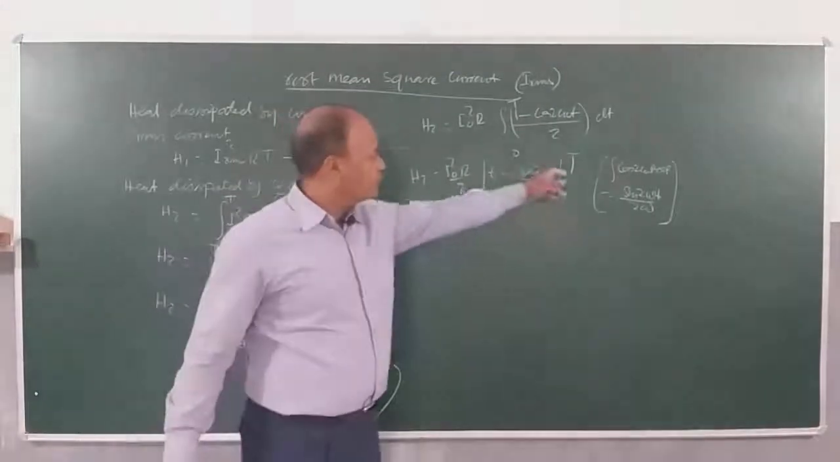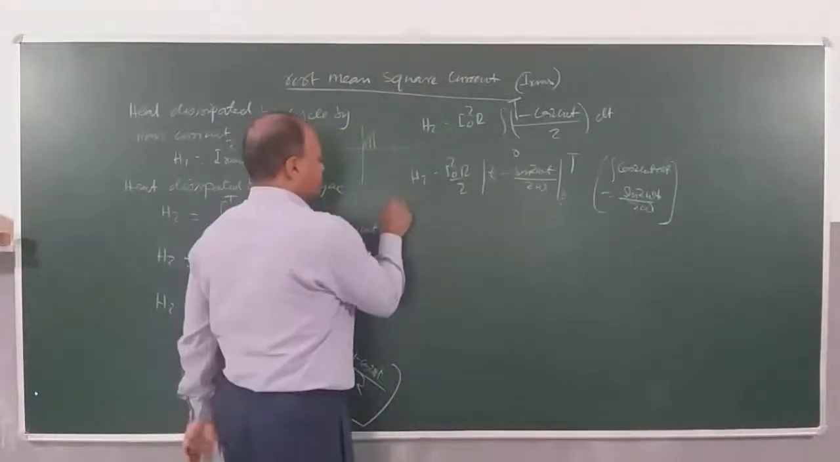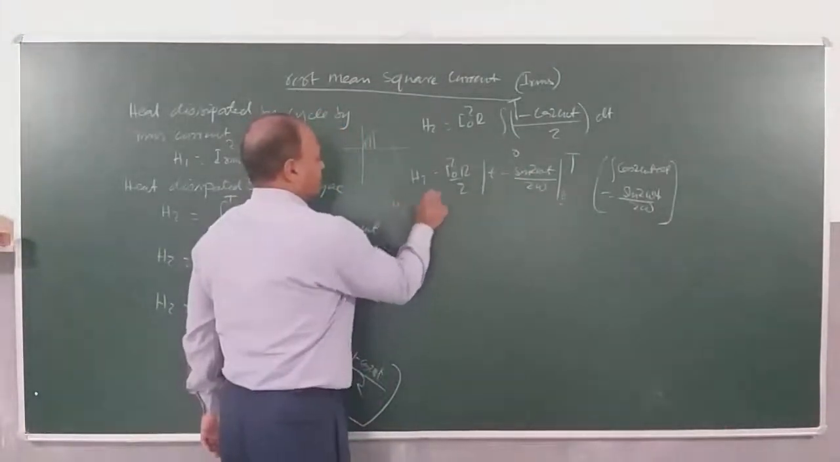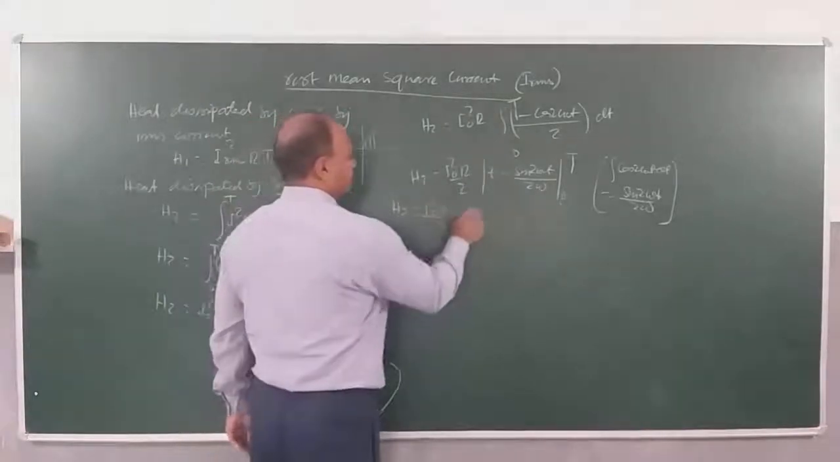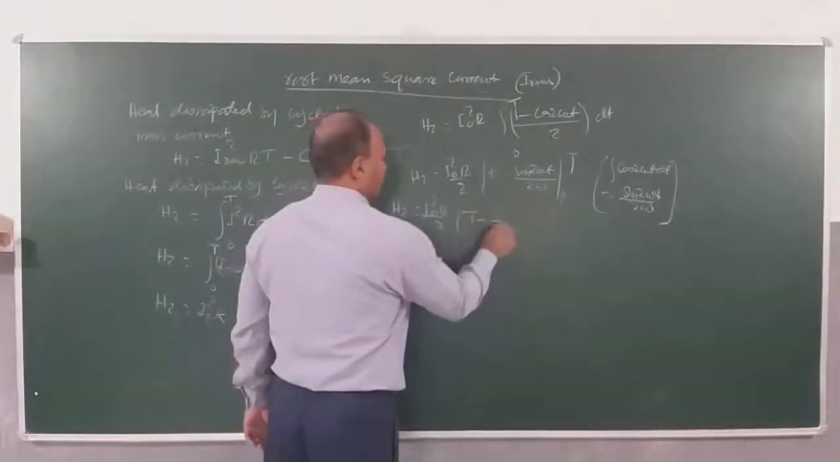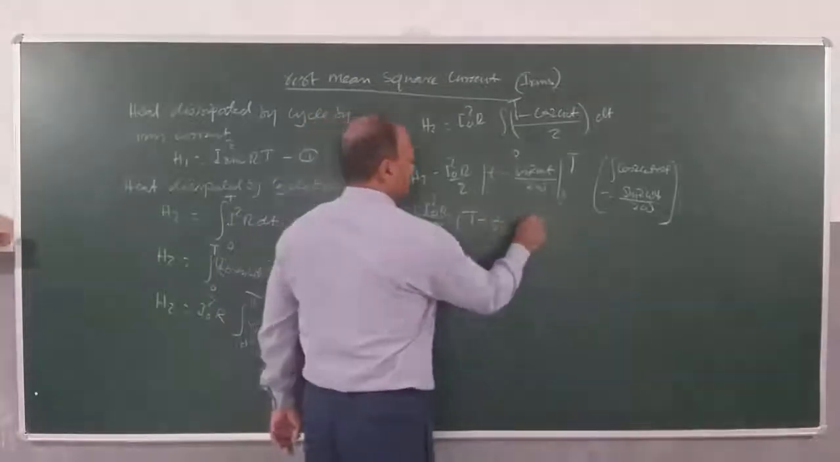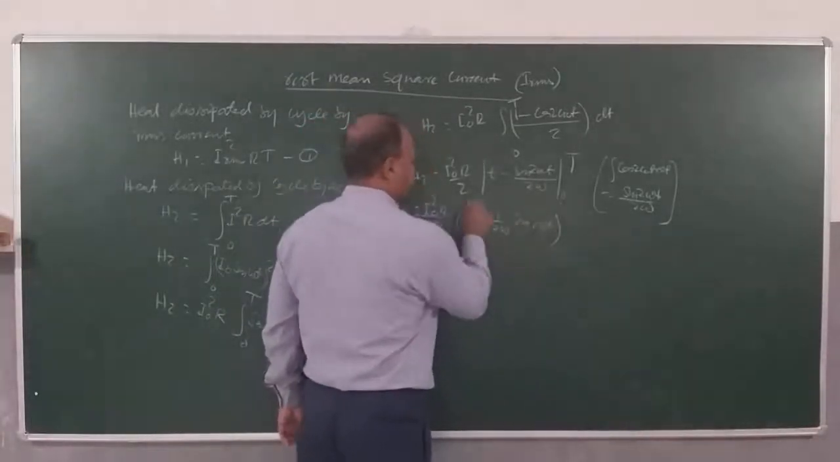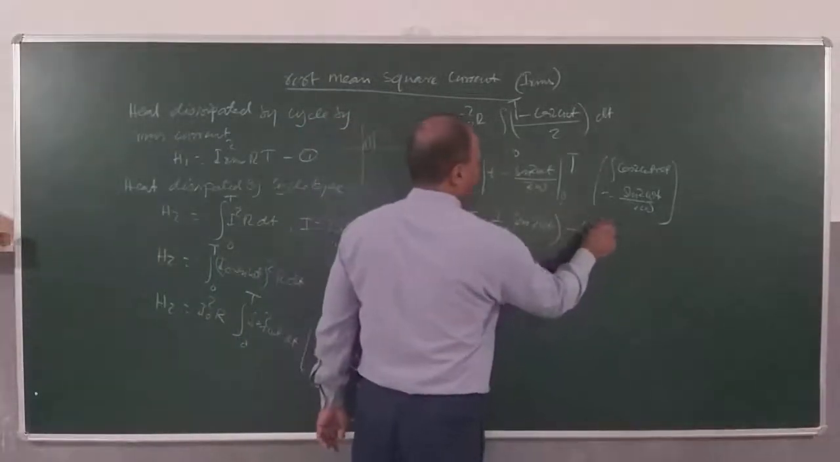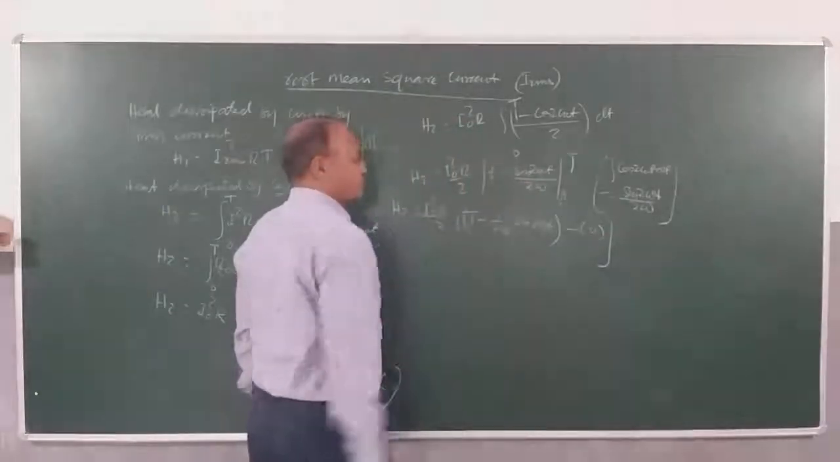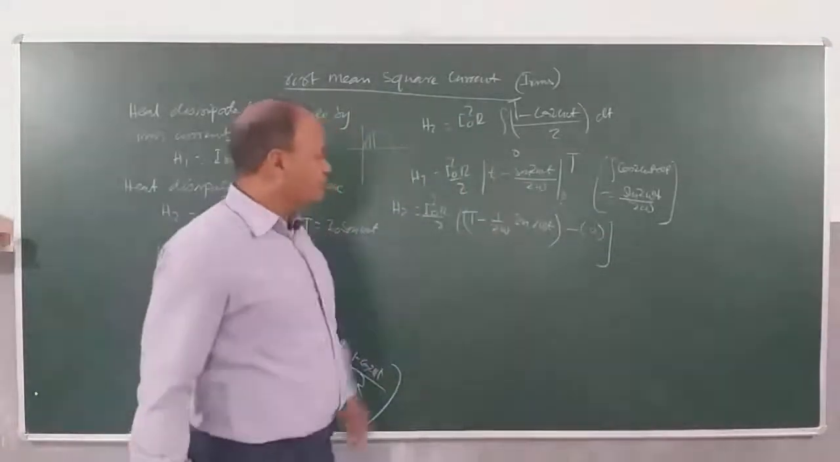Now putting t is equal to T. So how much do you get? H2 equals I naught square R by 2 into T minus 1 by 2 omega sine 2 omega T, and you put 0, then everything is what? 0. Sine 0 is also 0. Now sine 2 omega T, we need to work on this value.